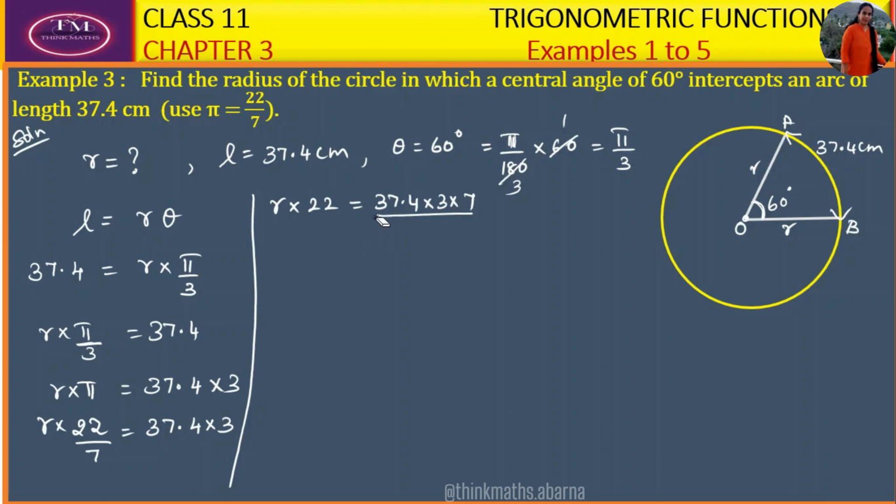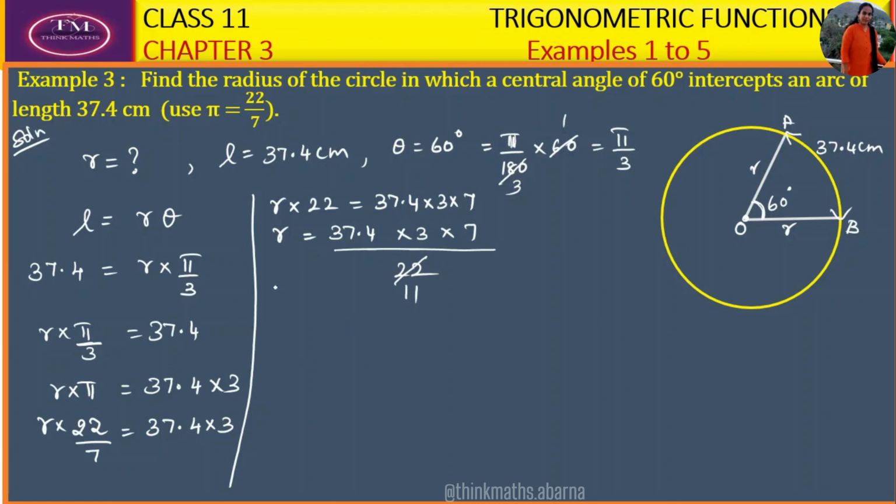3 into 7. Okay. Now what is remaining? 22 is remaining. So 22 is in multiplication, so it will go to division on the other side. On the other side we have 37.4 into 3 into 7, and this 22 will come to division. These two numbers are even, so I can divide them by 2.